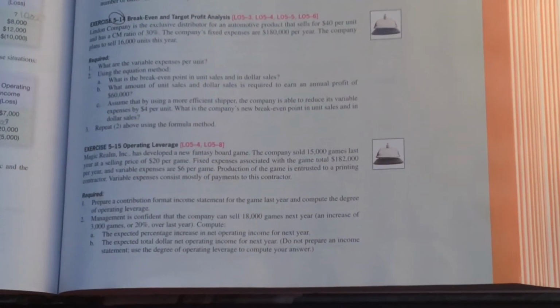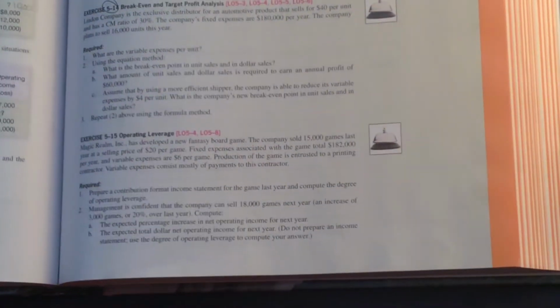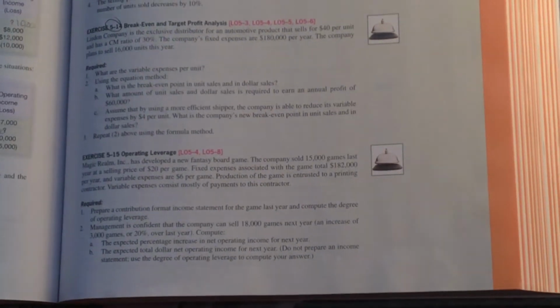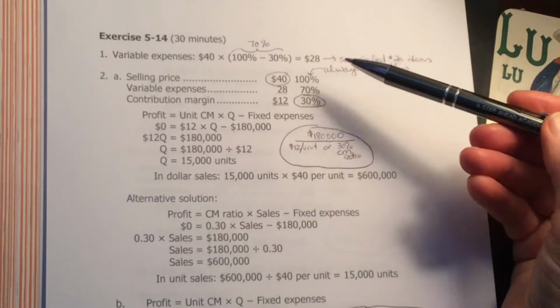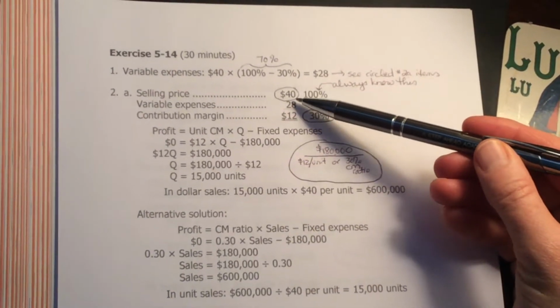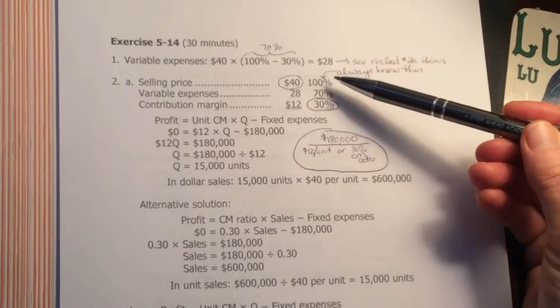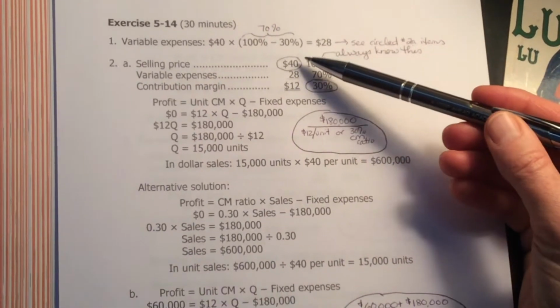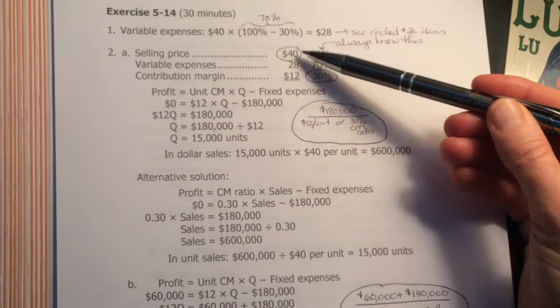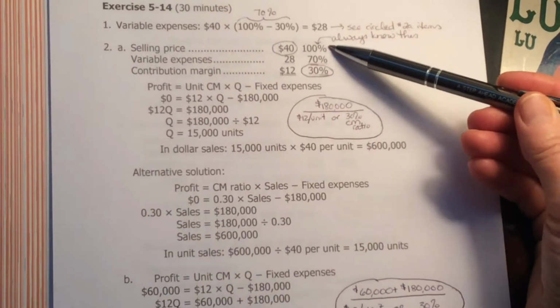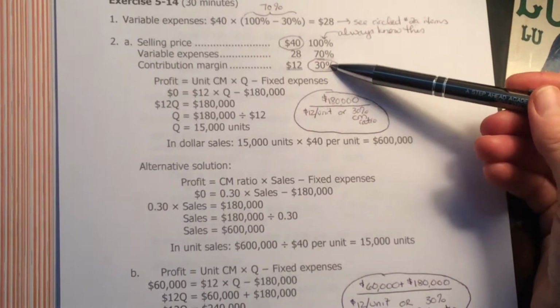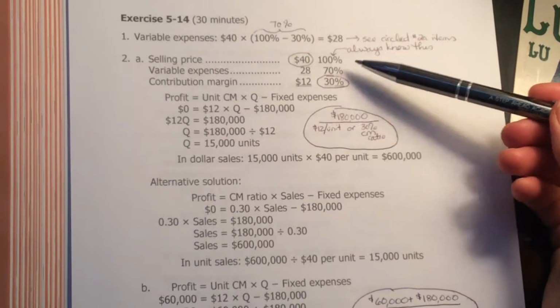So variable cost. Here's our sales number. Here's our contribution margin. The opposite of the contribution margin is the variable cost margin. So there's 28. You can also solve it by doing a little table, sales, variable expense, contribution margin, and do the percentages. So the problem tells us the $40 of sales price, tells us the 30% contribution margin. We always know the sales price is 100%, so then you can fill in the rest of the table.